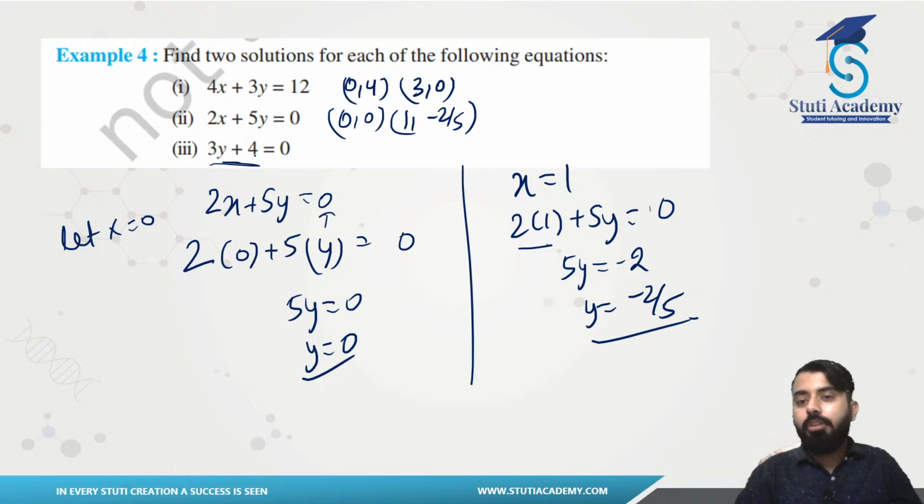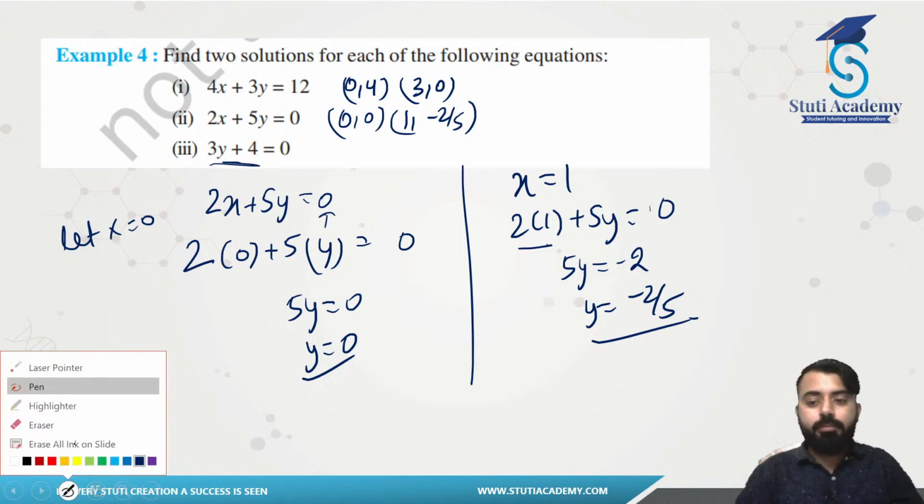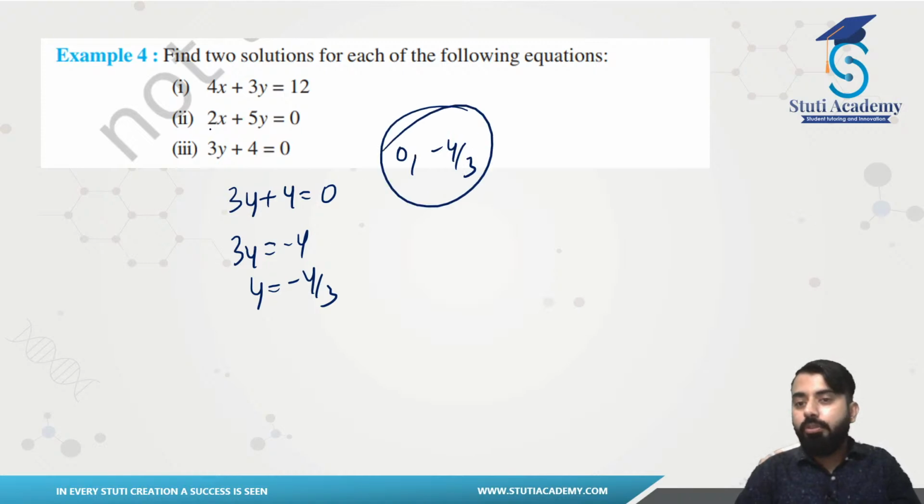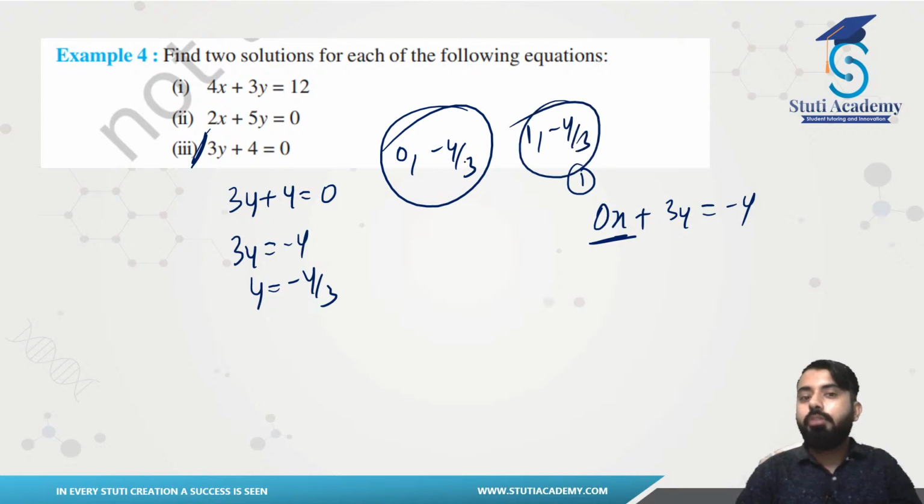And for this one, you have to write 2 solutions. For this case, if I erase this one, we have 3y plus 4 equals 0. Now guys, see here you don't get a value of x. This will be 3y equals minus 4, so y will be minus 4 by 3. So you have 0 comma minus 4 by 3. Because you don't have any x, you can just not have that value, but you can do it like this: 0x plus 3y equals minus 4. Then if you take x as 1, x part will be 0, but y will be minus 4 by 3. So it can happen like this.